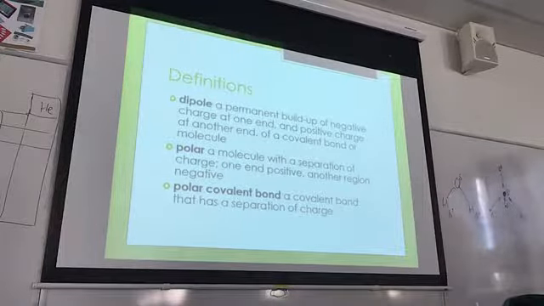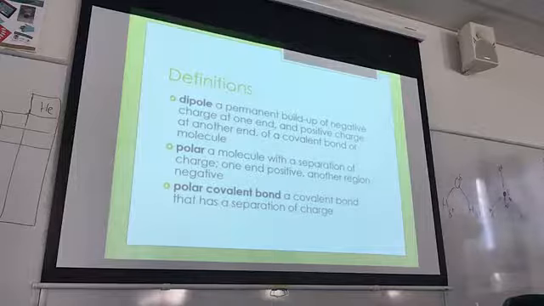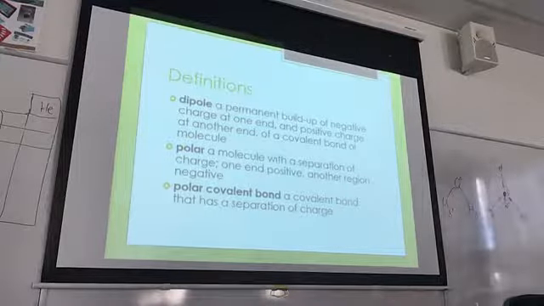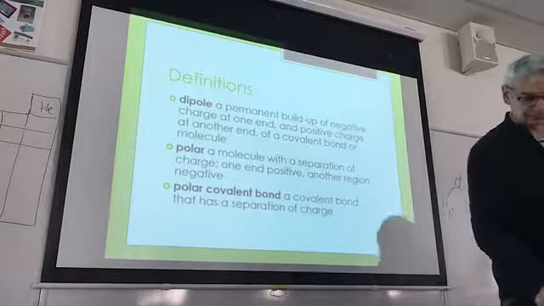So a polar molecule is a separation of charge from one region to the other, or so from one side to the other. Polar molecule, polar bond. Polar covalent bond is a covalent bond where the charge has been separated, which we discussed yesterday.